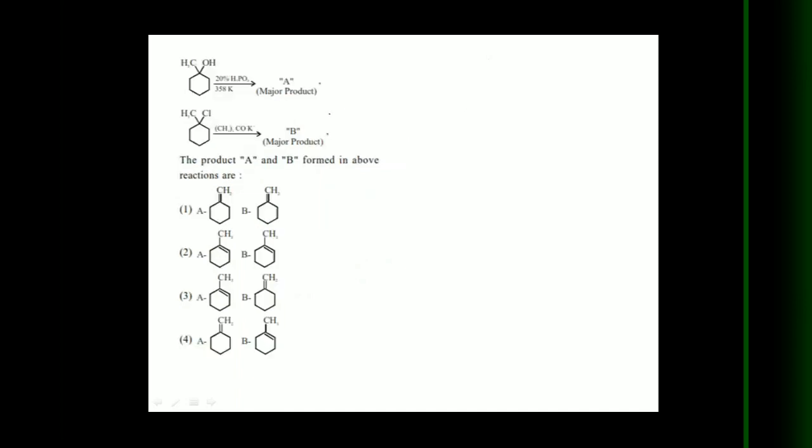And next, see this one. It is a dehydration reaction. Alcohols get dehydrated with heating with phosphoric acid or sulfuric acid. So in this case, in a dehydration process, the first step is the carbocation formation.